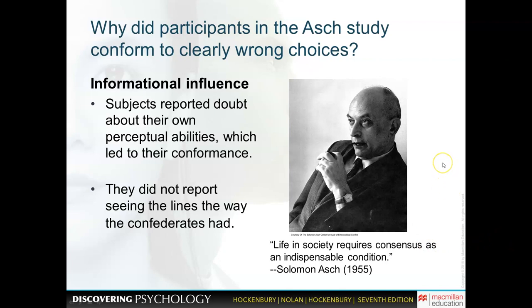Okay, so this researcher, his last name was Asch, and he conducted the study about conformity. What Asch found is that when it came to influence, subjects reported doubt about their own perceptual abilities, which led to their conformance.